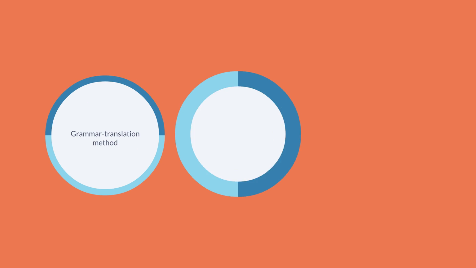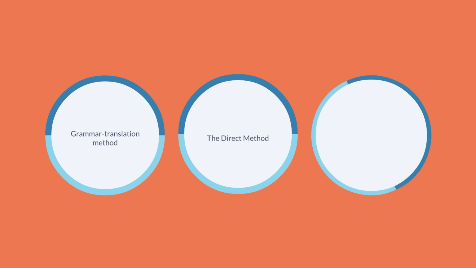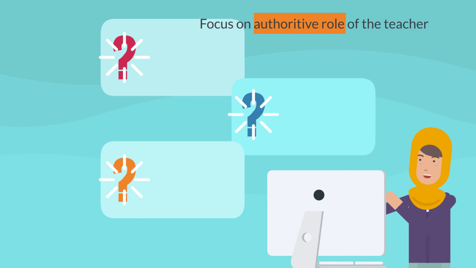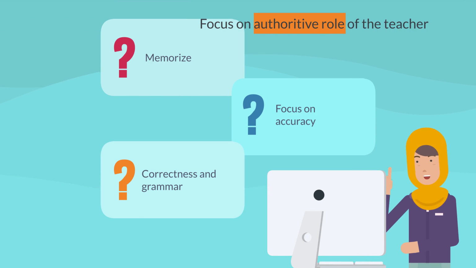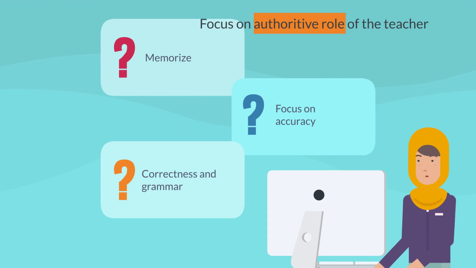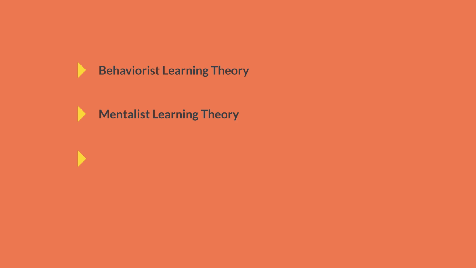The behaviorist learning theory is associated with 3 different methods: grammar translation method, the direct method, and audiolingual method. Now these methods emphasize the authoritative role of the teacher. Here the students are expected to memorize, focus on accuracy, correctness, and grammar. These elements are very important when practicing for EmSAT. Next is the mentalist learning theory.